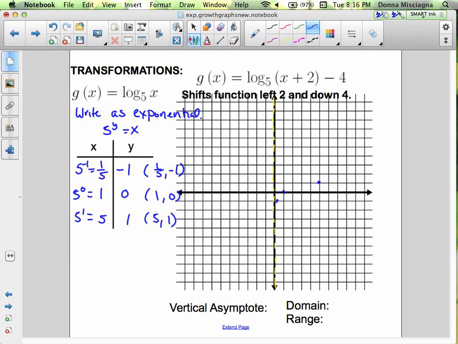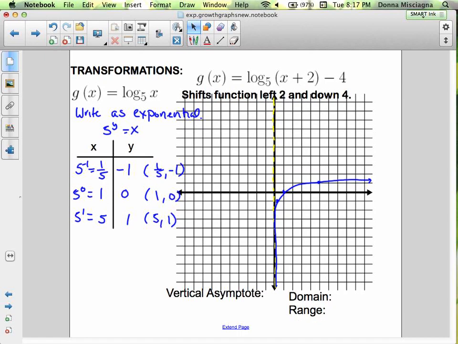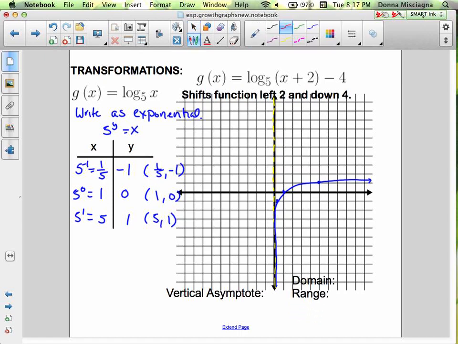We won't hit 2 for y until we get all the way to 25, so make sure you don't cross 2 because it takes a while. All right, so now our graph has been translated. The plus 2 moves 2 to the left, and the minus 4 moves it down 4. Let's first graph our new vertical asymptote. Shifting to the left 2 means we have a vertical asymptote at x equals negative 2.